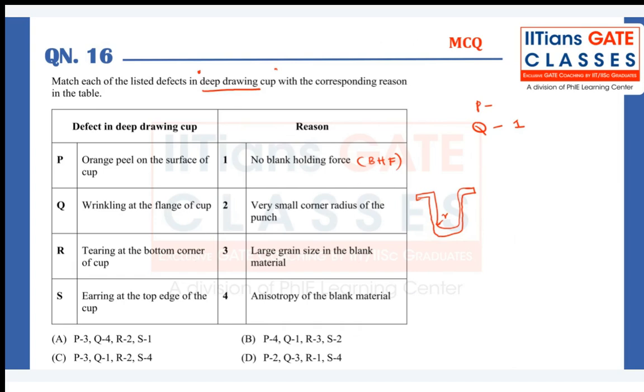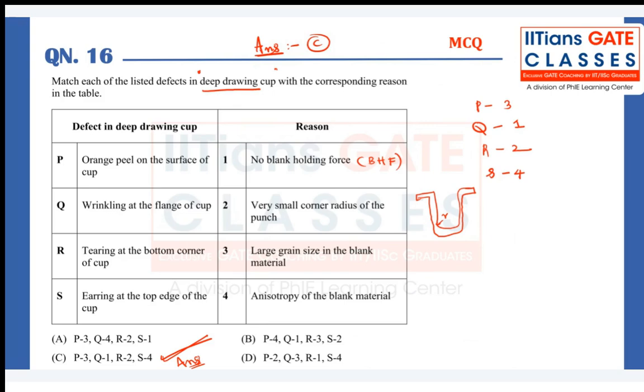That's the reason R is going to be 2, right? Earing at the top edge of the cup. Obviously, anisotropy of the blank material, so here it is going to be 4, right? Now S is 4, R is 2, and Q is 1, so here P is 3. P3, Q1, R2, S4. So your answer is like this, okay? For solving this question, you need to know the defects in the deep drawing cup and their possible reasons, okay?